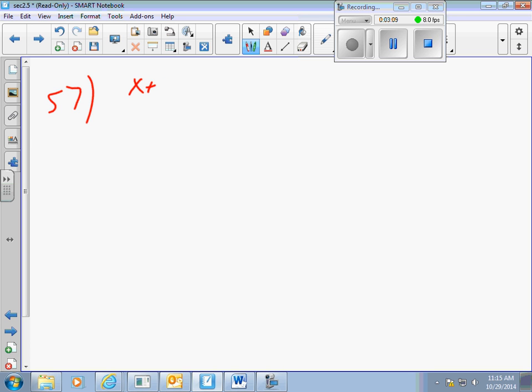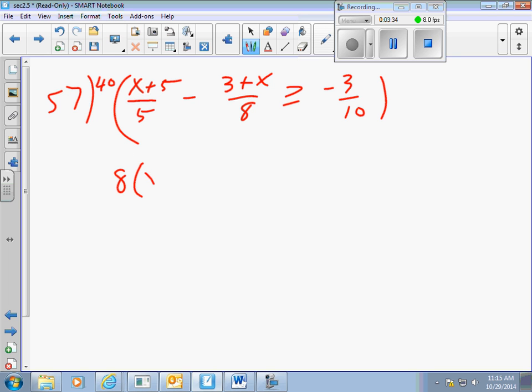For 57, we have (x plus 5) over 5 minus (3 plus x) over 8 is greater than or equal to negative 3/10. The first thing we have to do when we do this one is to get rid of the denominators. I'm going to multiply the entire thing by 40. 40 divided by 5 is 8 times the top, minus 40 divided by 8 gives me 5 times the top, and 40 divided by 10 gives me 4 times the top.